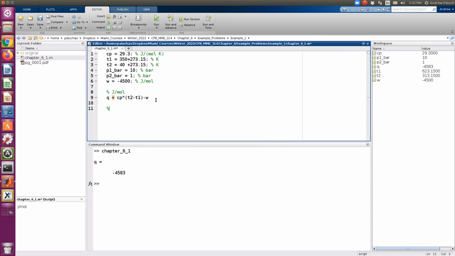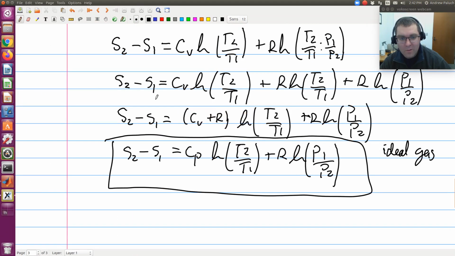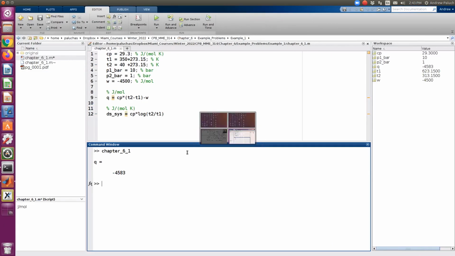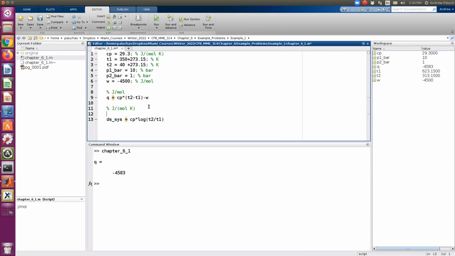I'll use SI units, so entropy is going to be joules per mole Kelvin. I'll call this dS of my system. The change in entropy of my system is going to be CP times natural log, which in MATLAB is log, of T2 over T1. My temperatures need to be in absolute units, but we converted them up here when we defined them. I need to define R. So R is 8.314, and that's joules per mole Kelvin.